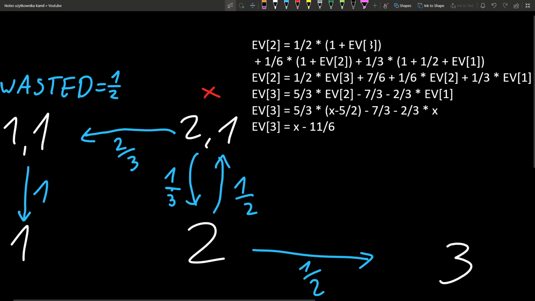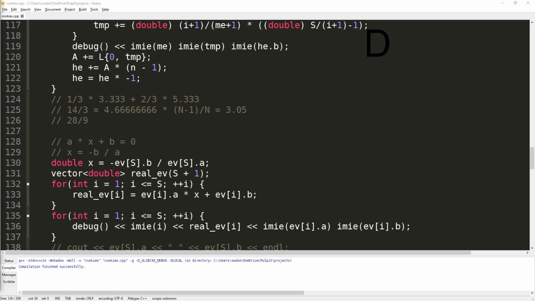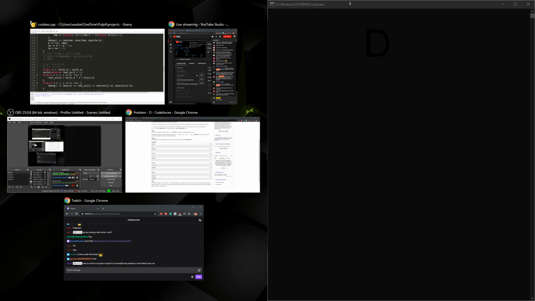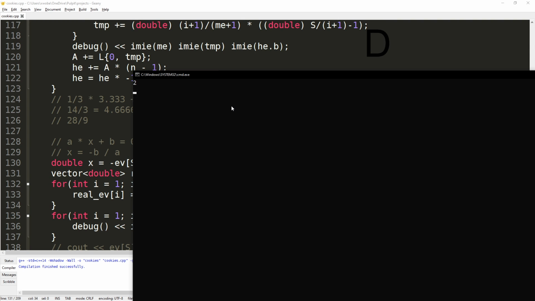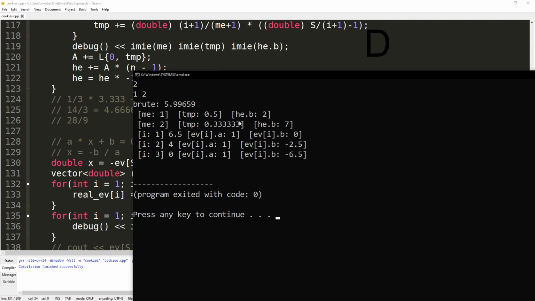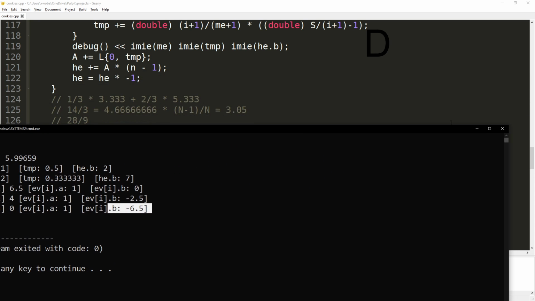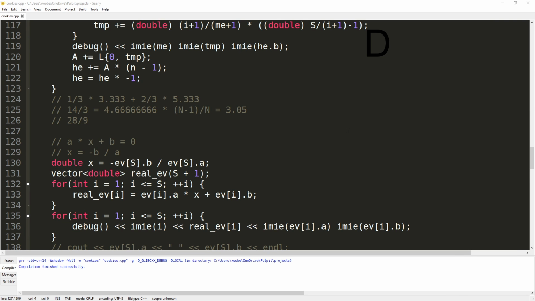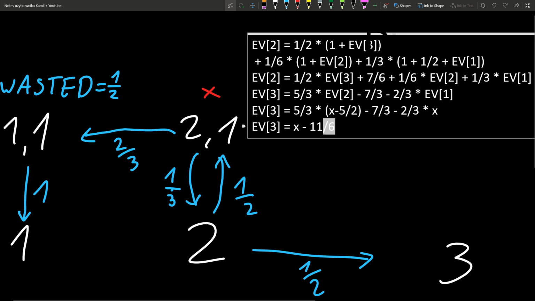And what did I really get? Too many windows. No. Completely different number. This is 13/2. Minus 13/2. And what now? What now?